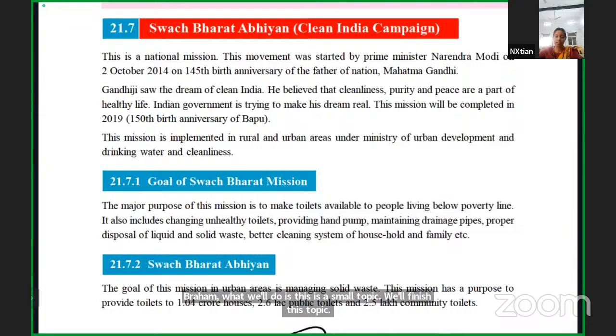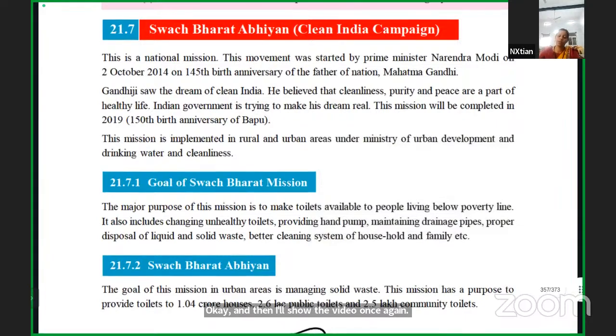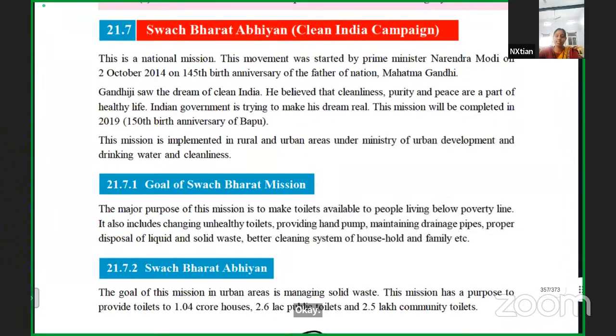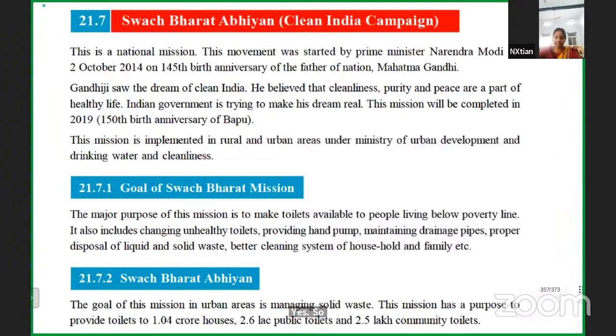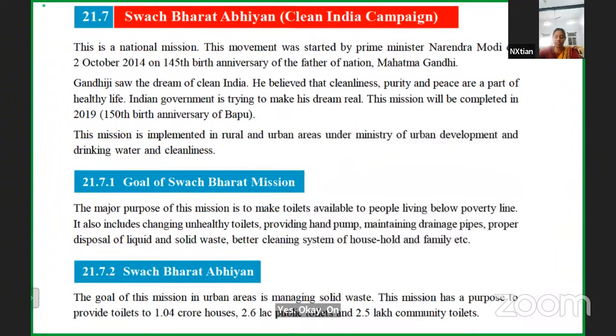Okay? Yes. So now, Swachh Bharat Abhiyan is a mission on a national level. It's a national level mission that was started by our Prime Minister Narendra Modi on 2nd October 2015. Okay, this mission was started by him on a national level on 2nd October 2014.